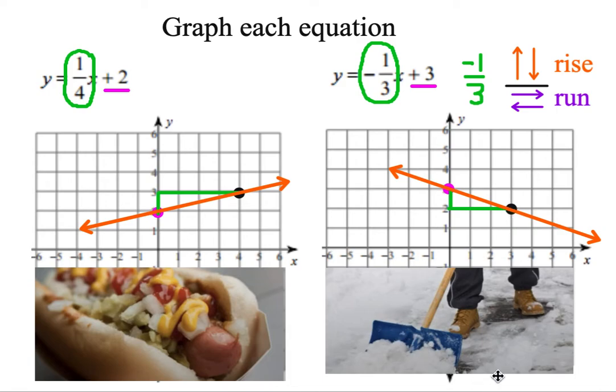I got this picture from an article online, and it was actually sadly about how people die while shoveling their driveways. But I appreciated the title. It was called Snow Laughing Matter.